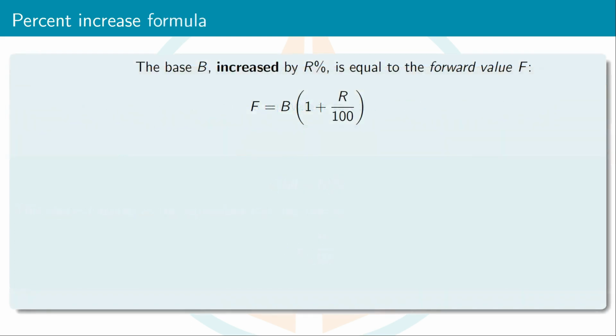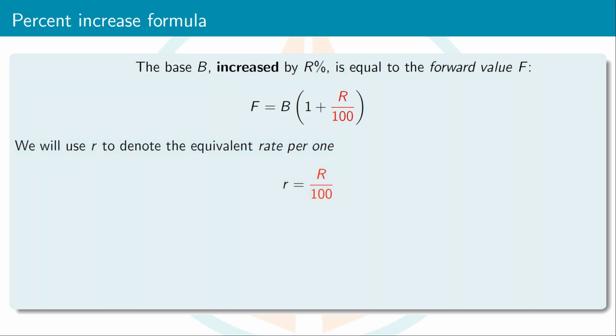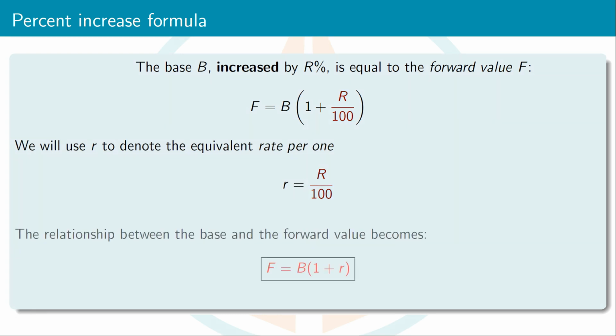We are ready to see the percent increase formula. This formula connects the base and the forward value. The forward value is the value obtained when the base has been increased by R%. If we use r small to denote the equivalent rate per 1, that is, r small is R big divided by 100, we'll simplify this formula. Again, this simpler formula connects the base and the forward value. But in this case, r in this formula is the rate per 1.